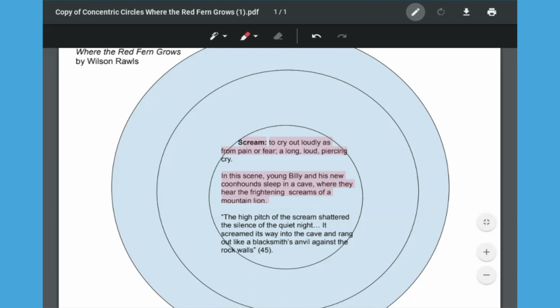And then the last step for level 1 is you quote the entire sentence in which the word appears, or at least enough of the sentence to reveal the word's use and context. Make sure that you're citing the evidence that you have used. The high pitch of the scream shattered the silence of the quiet night. It screamed its way into the cave and rang out like a blacksmith's anvil against the rock walls. So these aren't my words. That comes directly from the text. So that's why I've cited it. So that is how you complete level 1 of the concentric circle.